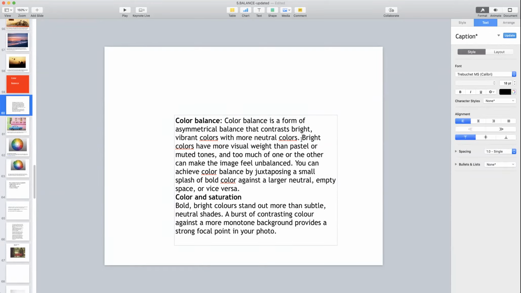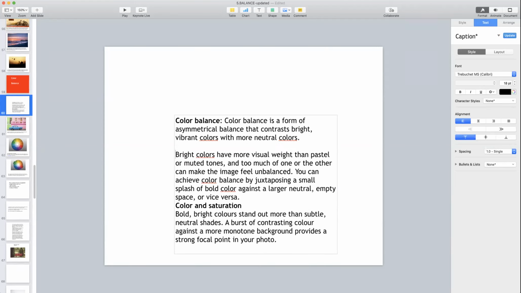Second point here is, which I am saying in a different sense, bright colors have more visual weight than the pastel or muted tones, and too much of one or the other can make the image feel unbalanced. You can still achieve color balance by juxtaposing a small splash of bold color against a large neutral empty space or vice versa. जैसे हमने वो लड़की और दो small boat का example दिया था. It was a splash of color against a neutral or pastel colors.